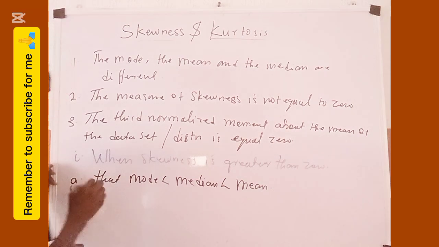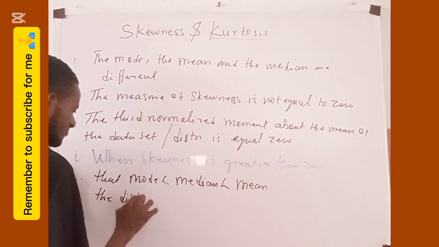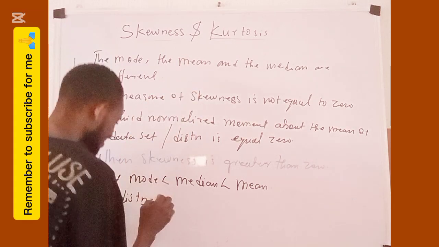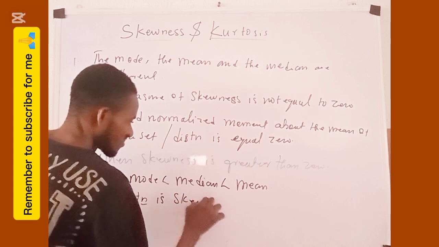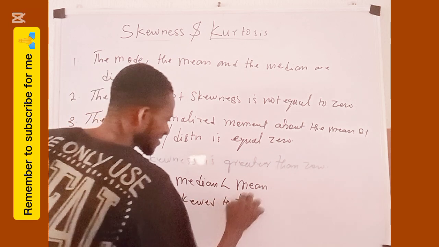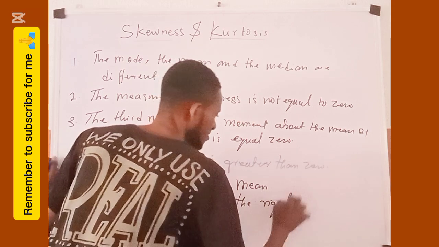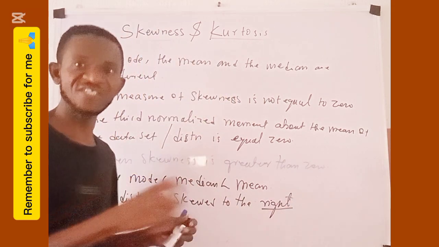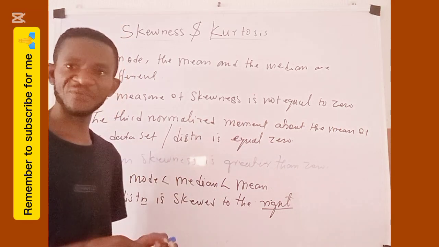We now say the distribution is skewed to the right. This right is where the emphasis is. The distribution is skewed to the what? To the right. That is the second thing that happens there.